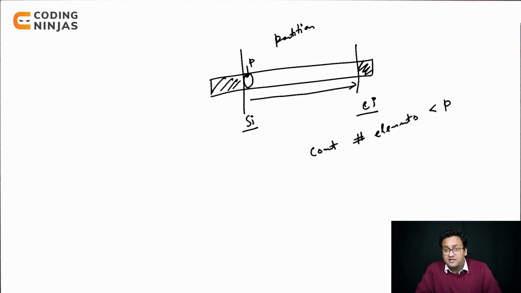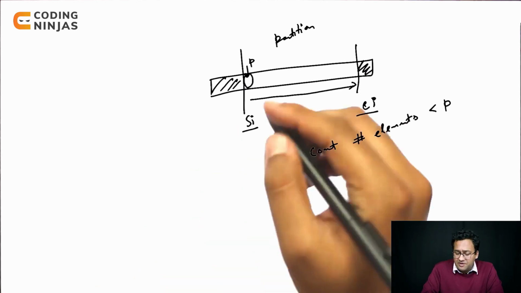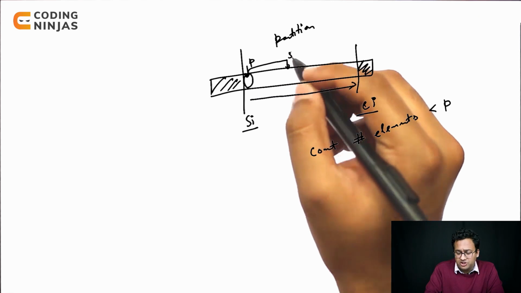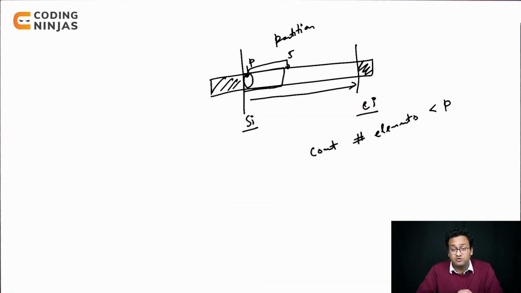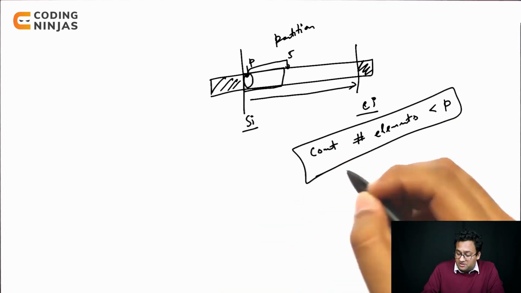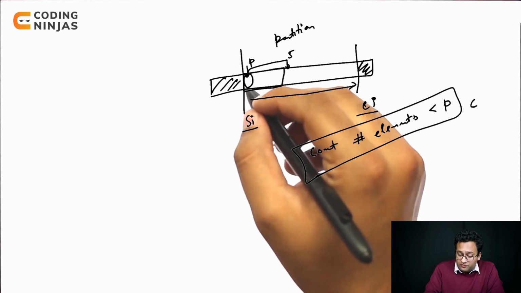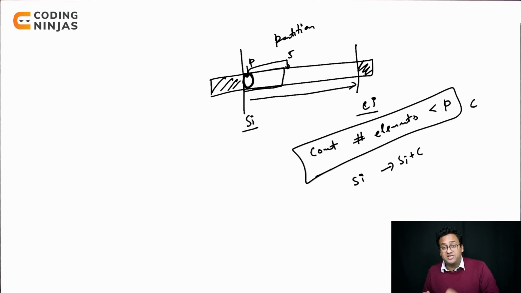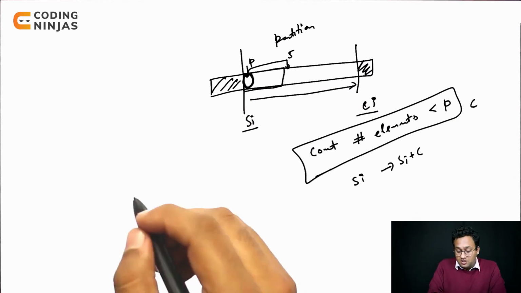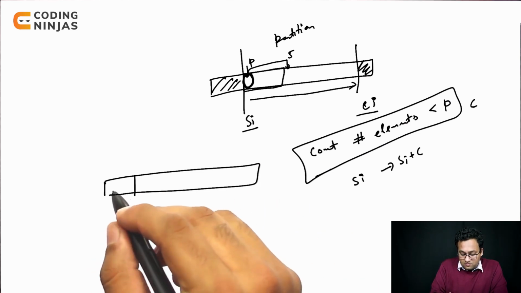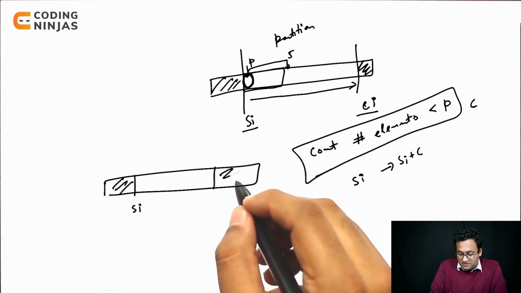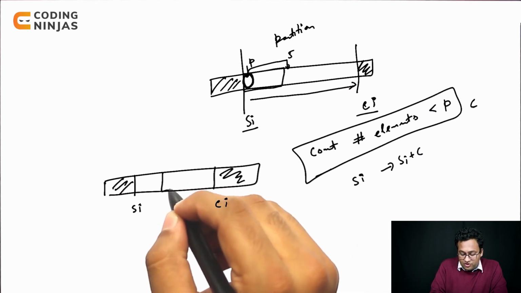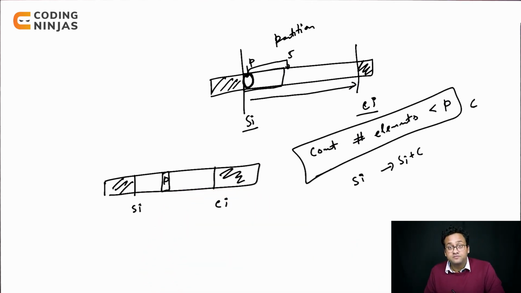So if you find that there are 5 elements which are less than P, that basically means you need to move P by 5 positions. You need to make space for those 5 positions because they will come before P, right? So you count the number of elements, let's say this is C. So you move your element from Si to Si plus C to make space for those elements. Now, this is Si, this is the end index. You have moved your pivot to this place, right? Pivot is at its right place.